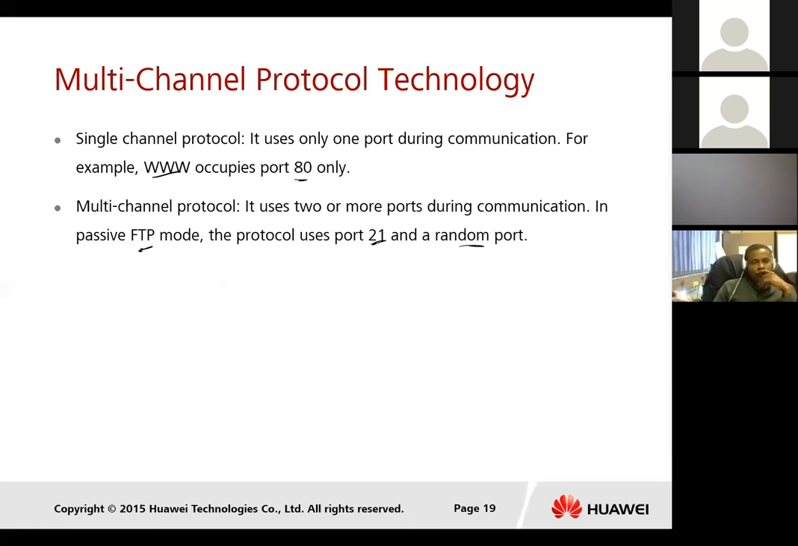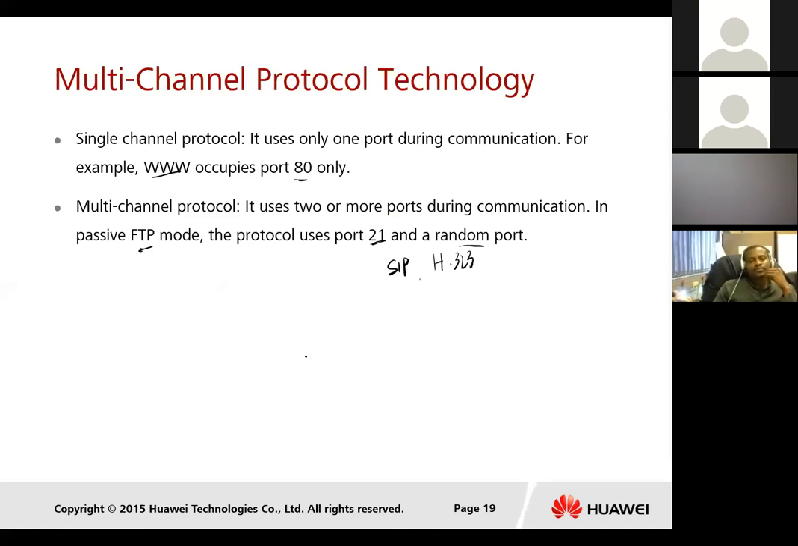As well as when you talk about the SIP trunk for VoIP, voice over IP, they're also using multi-channel, a control channel and a different data channel, as well as H.323. This is also one of the voice protocols that requires multiple channels. So how can the firewall easily manage the multi-channels?